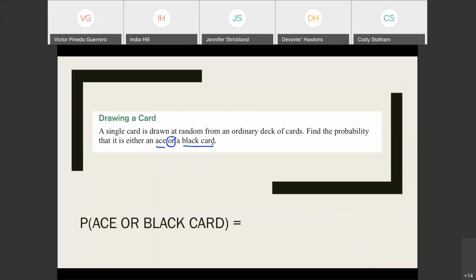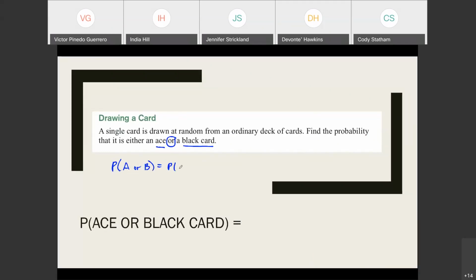Okay, so again, I see the two events and it has an or in between. So I know that I need to think about whether my events are mutually exclusive or not. I'm thinking that these are not mutually exclusive because I have aces that are black, right? The 4 aces in the deck, if you look at your card picture, 2 of them are red and 2 of them are black. So we have an overlap between these two events. So if they're not mutually exclusive, I'm going to need the longer version of the formula.